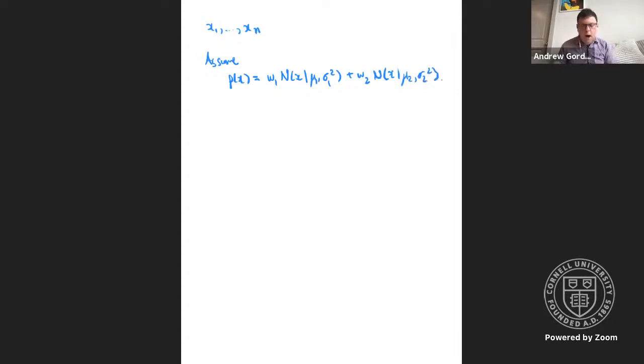Let's assume that these points, x1 up to xn, have now been drawn from a mixture of Gaussians. So let's assume that p(x), and let's just keep things one-dimensional so it's really clean and easy to see everything that's going on, is equal to w1 times a Gaussian in x with mu1, sigma1 squared, plus w2 times a Gaussian in x with mu2, sigma2 squared. All right, why would we want to do this?